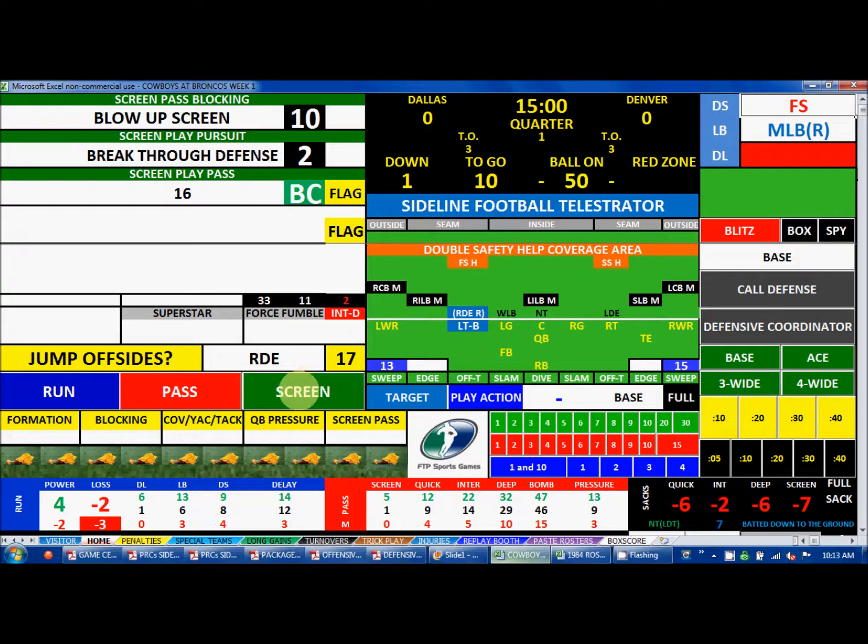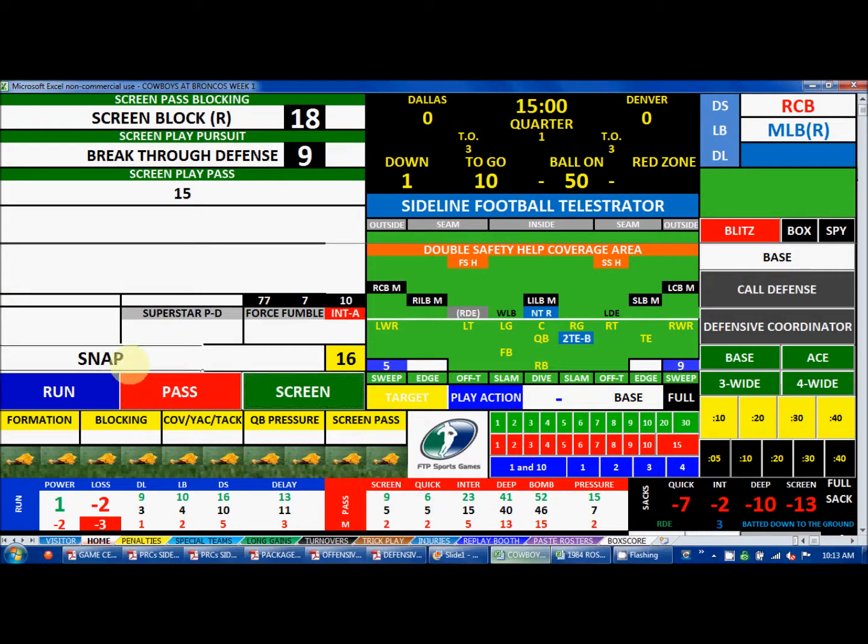This one, since it's 16, calls for the free safety to try and provide support if that's what the IPA called for. So again, on a screen pass, the ball is snapped. Screen block. Does the tight end provide screen blocking? Yes, no. This number right here determines if the pass is complete or incomplete. And then this tells you what type of pursuit takes place on a screen pass.